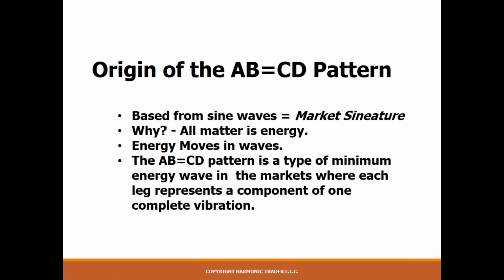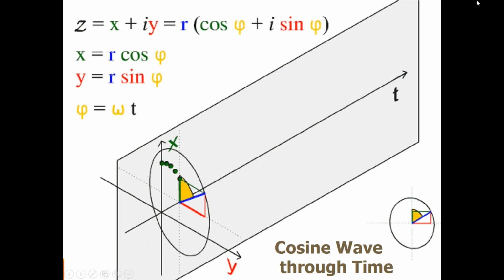Now why does it work? Well, the origin of the structure is based in sine waves, what I call market signature. Why? Because all matter is energy. So energy moves in waves. Price action is a type of energy wave in the financial markets. This minimum energy wave is where each leg represents one component of a complete vibration, one type of minimum cycle. That's why the ABCD works.